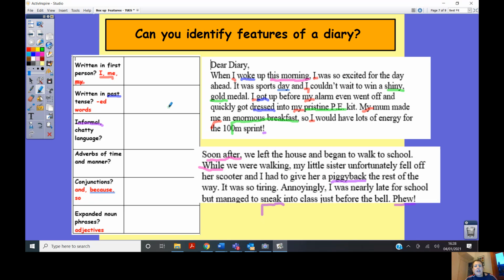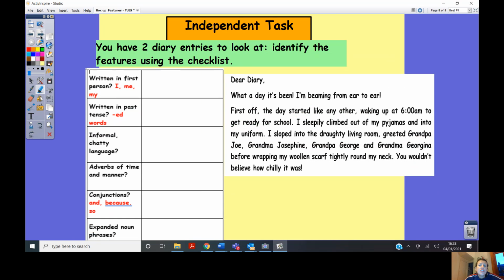So those are all the features that we will see in a diary. Your independent task is that you have two diary entries to look at, and you need to identify the features in the checklist that we had just used. You can either just write notes on a piece of paper, or you can write in the document.